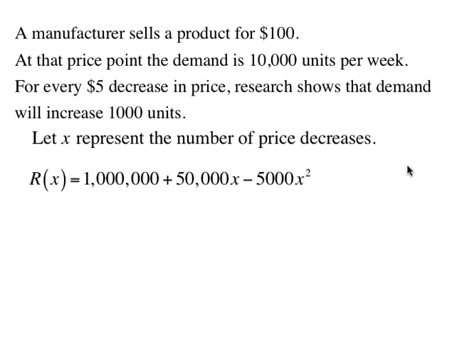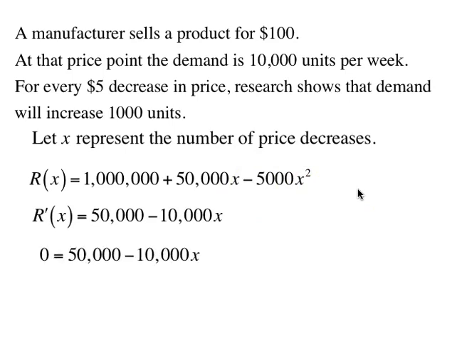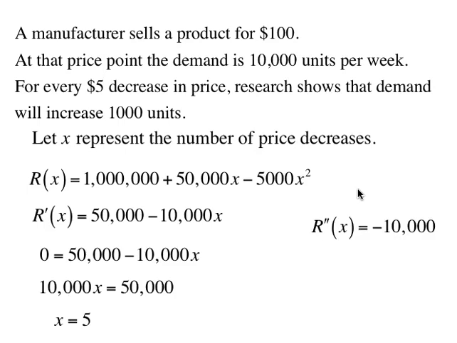So there's our revenue function, first derivative, 50,000 minus 10,000x. Critical values will be where the first derivative is 0 or where the first derivative does not exist. So we get 10,000x is 50,000. Dividing by 10,000, we get x is 5.